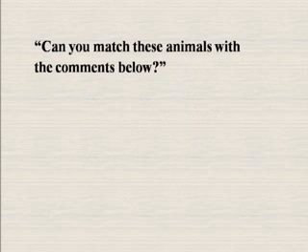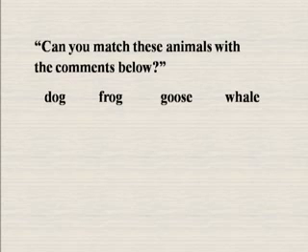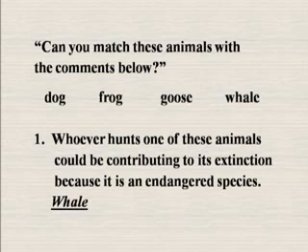Now, this time you need to do the exercise. Can you match these animals with the comments below? The given animals are dog, frog, goose, and whale. Now, I will read out the example sentences. Number 1. Whoever hunts one of these animals could be contributing to its extinction because it is an endangered species. For this sentence, the correct answer is whale.